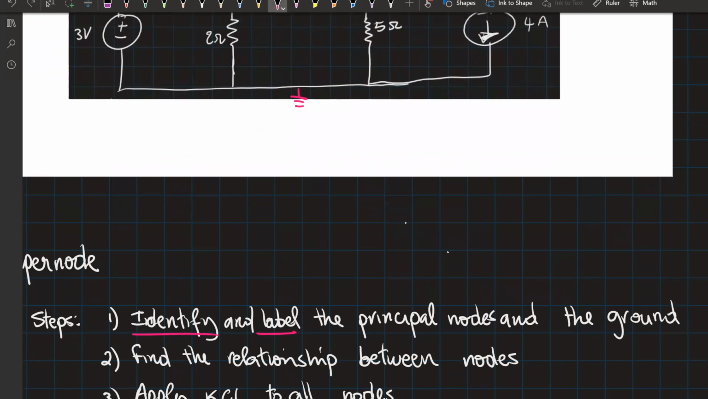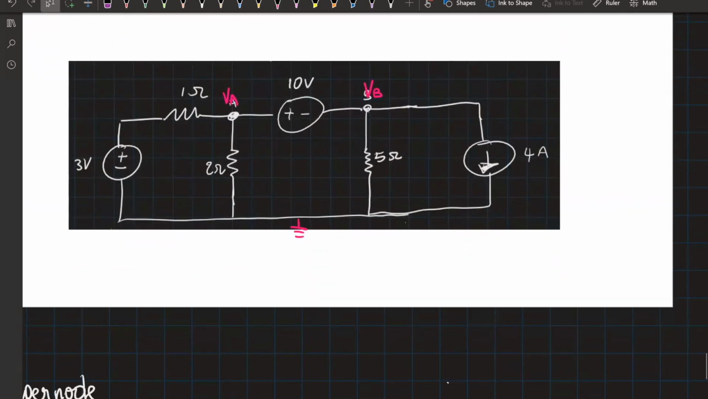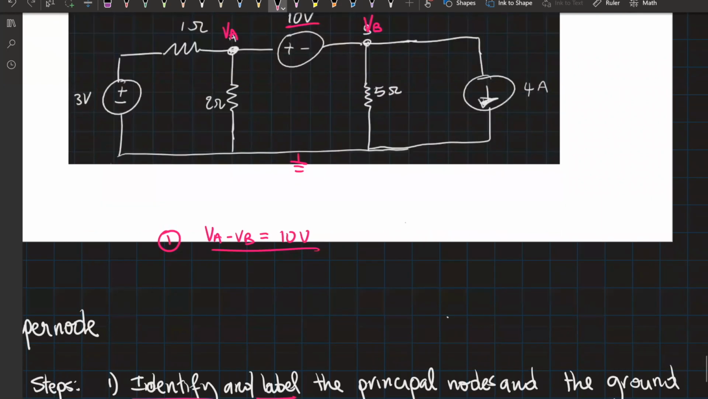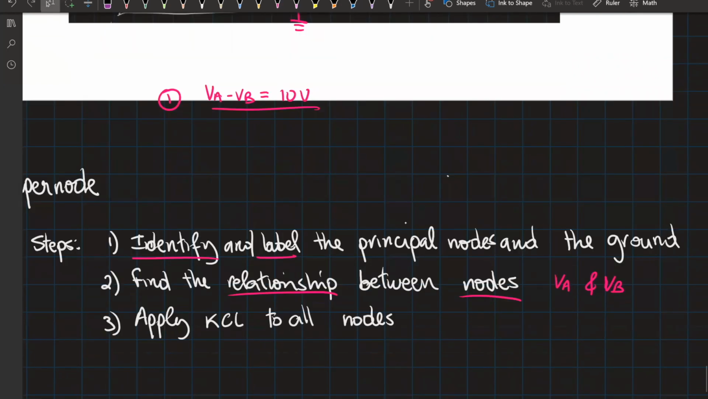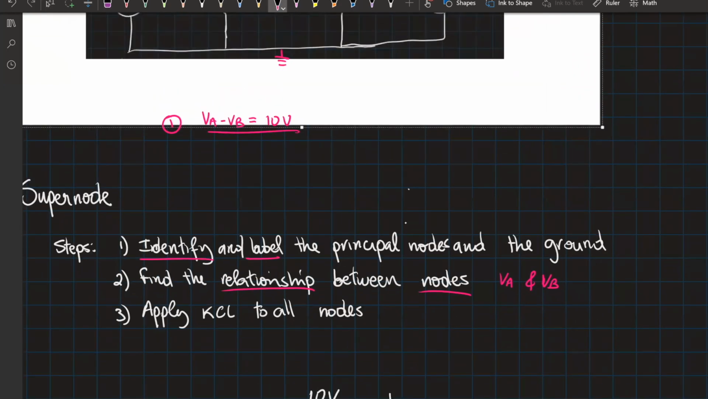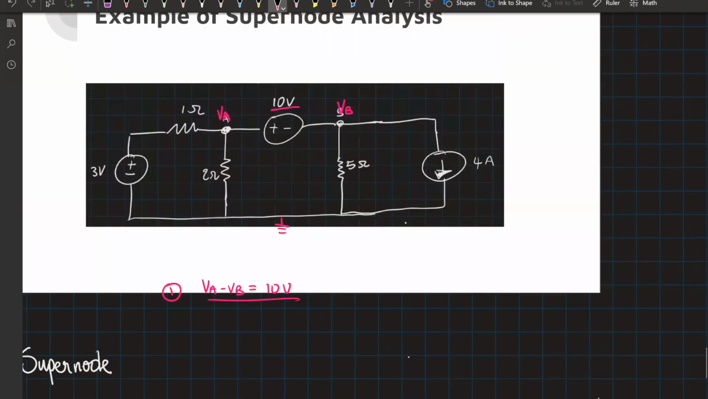Our next step will be to find the relationship between the two nodes, which in this case are VA and VB. Here we know that the voltage difference between VA and VB will be equal to 10 volts. So we can write the relationship equation to be VA minus VB is equal to 10 volts. That will be equation 1. And our next step will be to apply KCL at all nodes, or at the supernode, in this case, this one here.